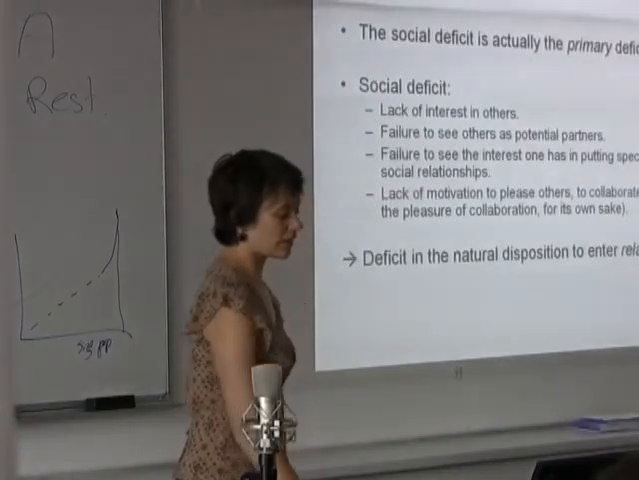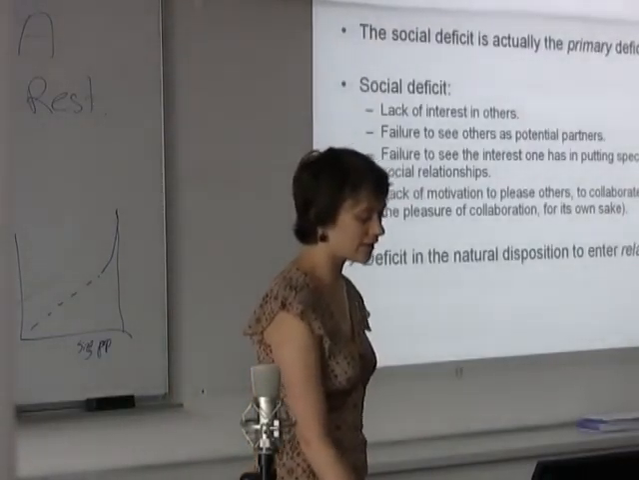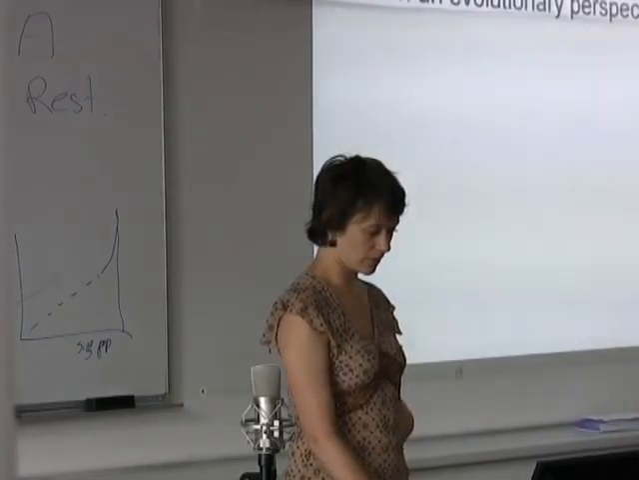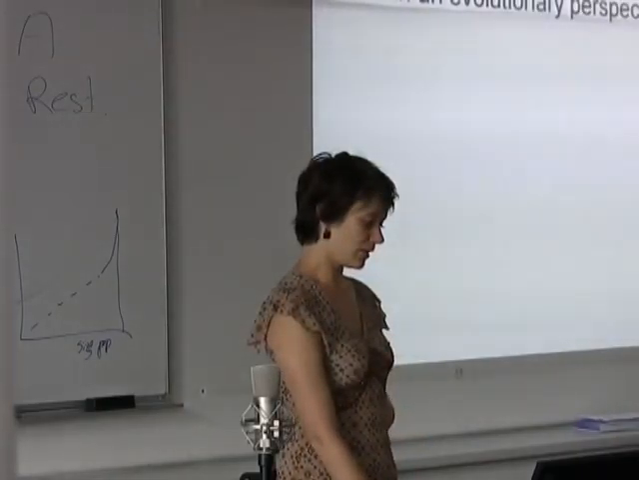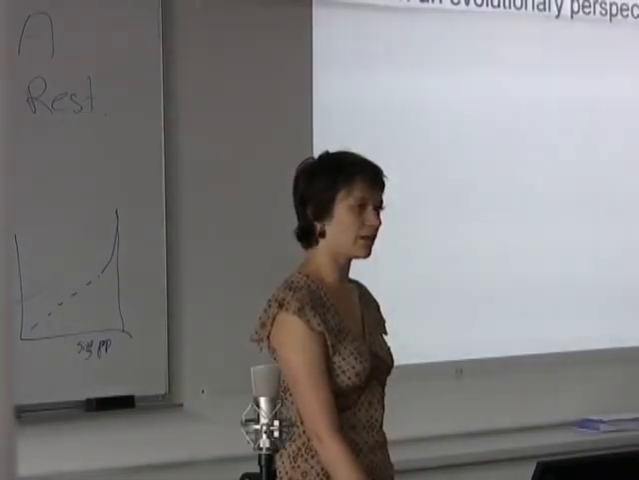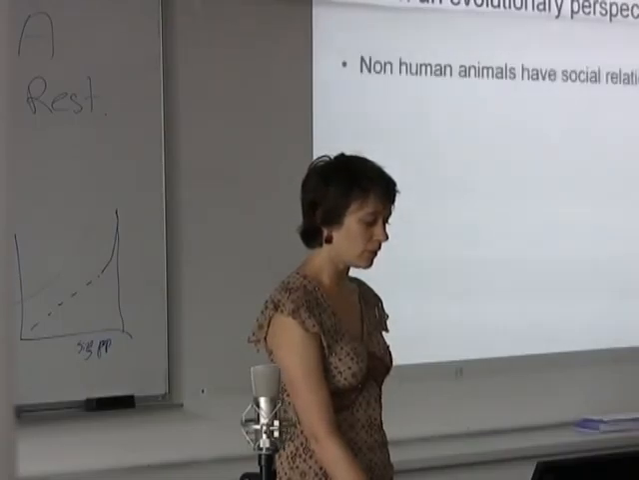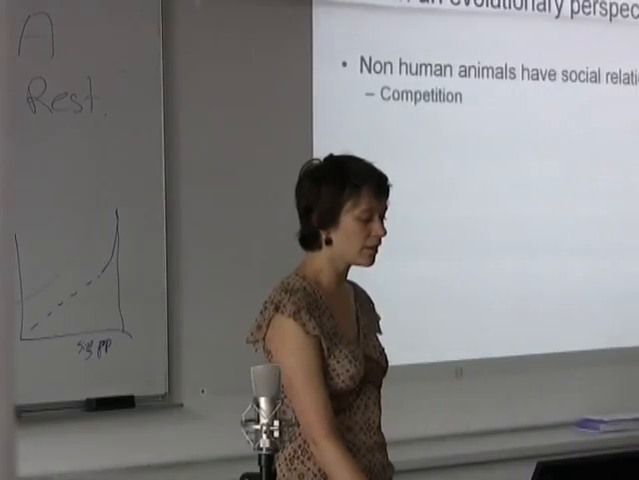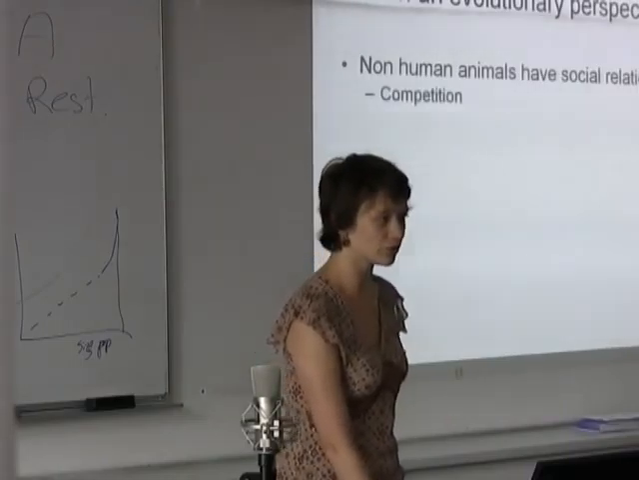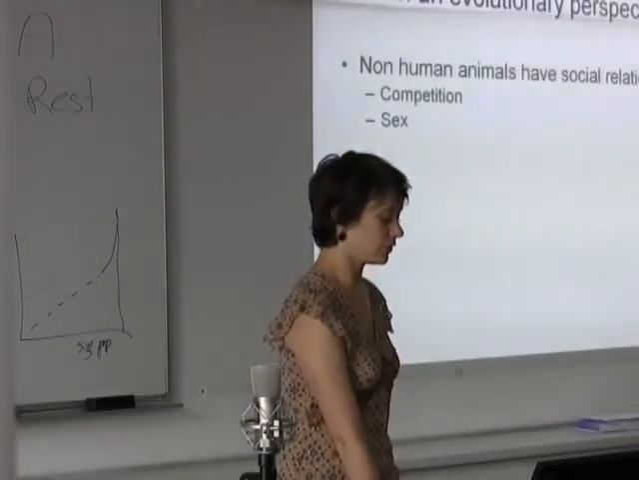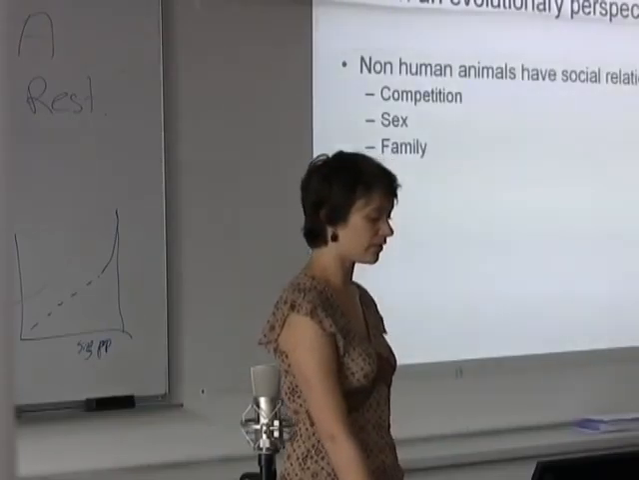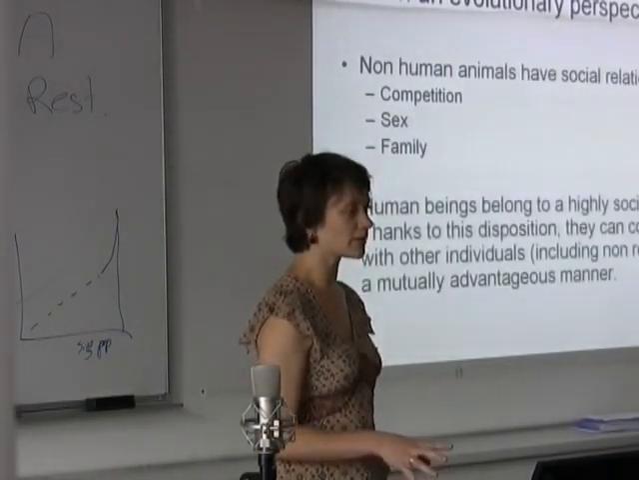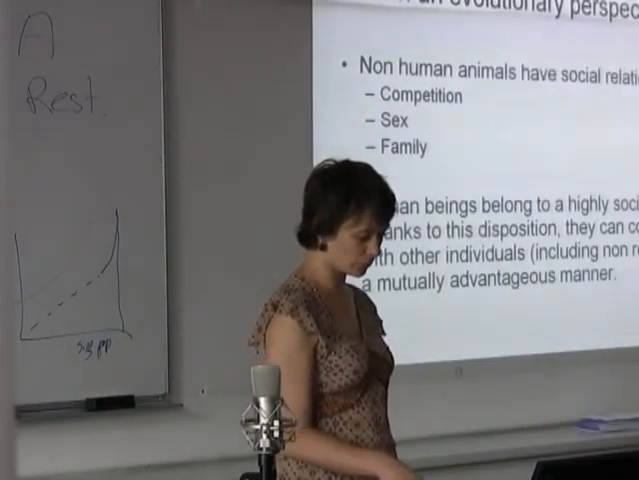So in other words, I want to argue that they have a deficit in the natural disposition we have to enter relationships. So what does this disposition bring in an evolutionary perspective? Well, of course, non-human animals have social relationships to a certain extent. For example, they can enter competition situations, they can look for a sexual partner, they can take care of their family, etc. But the difference with human beings is that we belong to a highly social species.